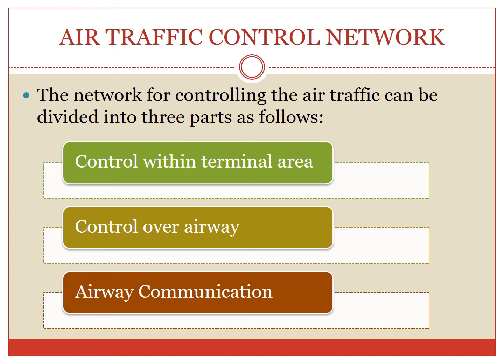Now let us understand the air traffic control network. The network for controlling the air traffic can be divided into three parts: the control within the terminal area, the control over airways, and the airway communication.